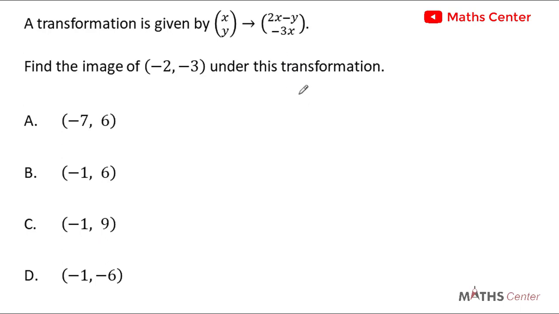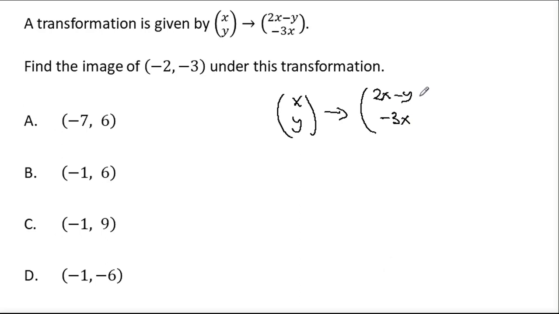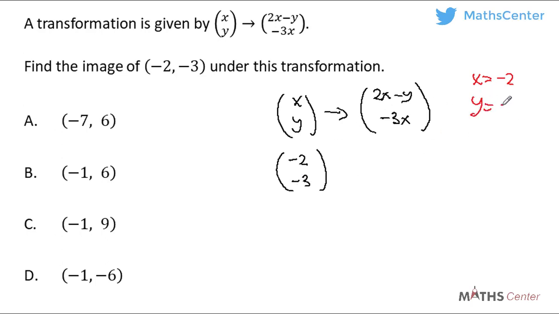The rule of the transformation given to us is (x, y) maps to 2x minus y as the x coordinate, then negative 3x as the y coordinate. We are going to use this rule to transform the point (-2, -3). And so in this case, our x is equal to negative 2, and then our y is equal to negative 3.